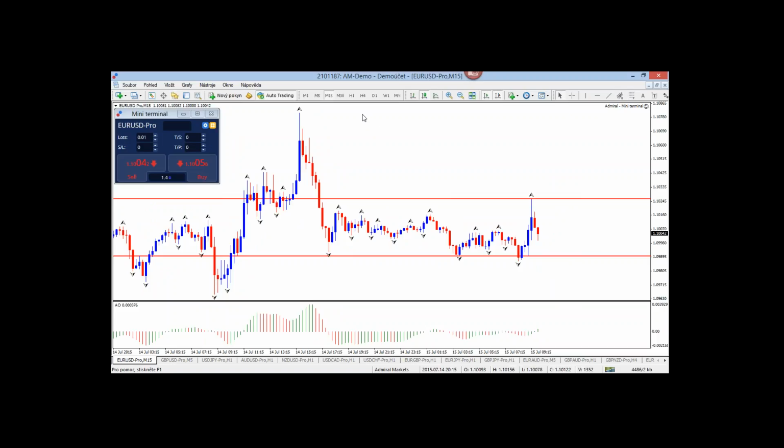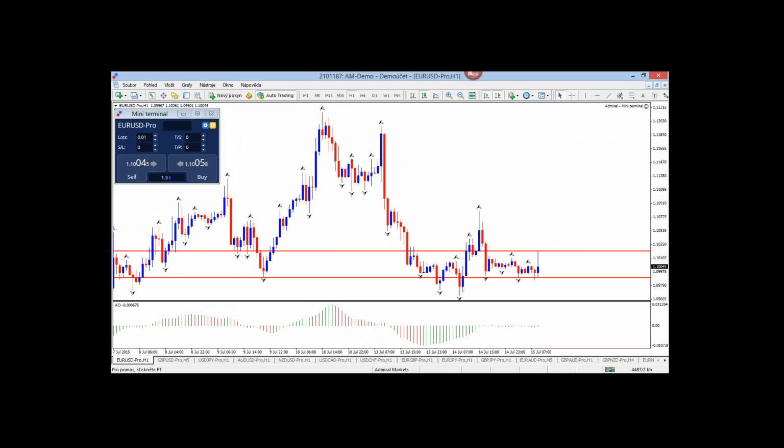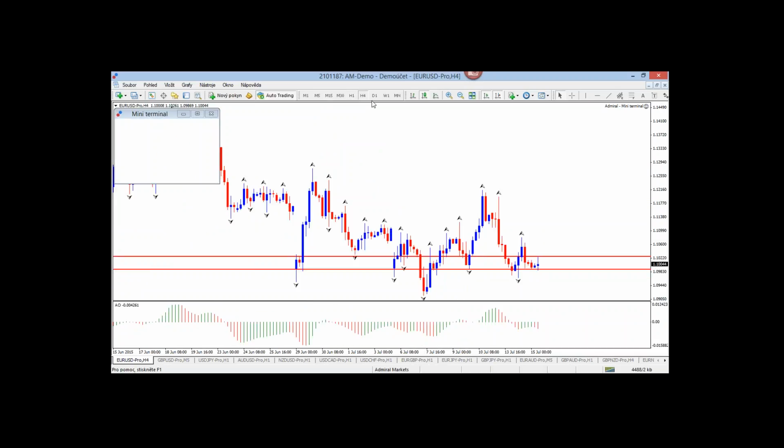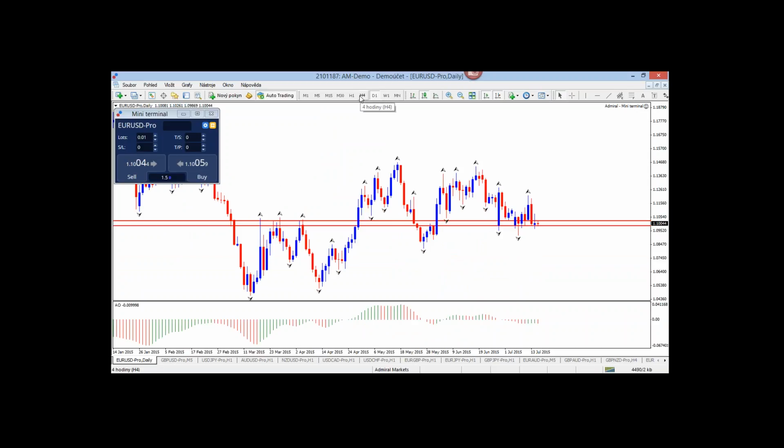All right. Now, perhaps I don't see any preference for a system. Maybe this time around we can discuss a Fibonacci system. Although for the euro dollar, maybe that's not a good choice because it's very choppy.